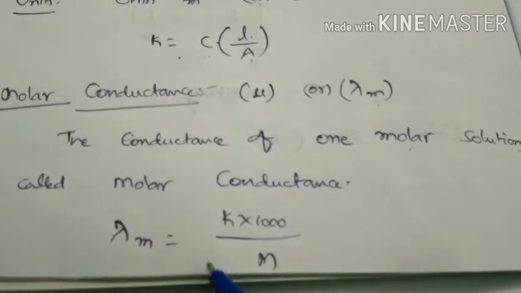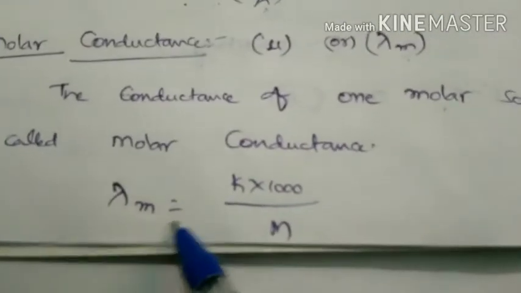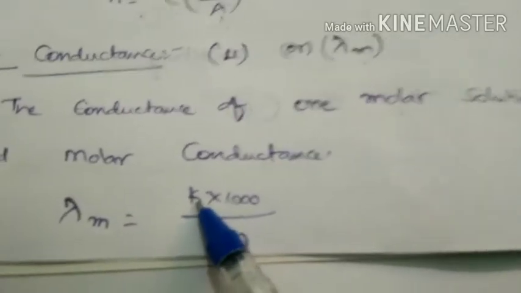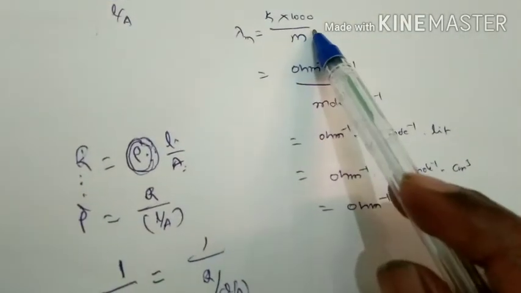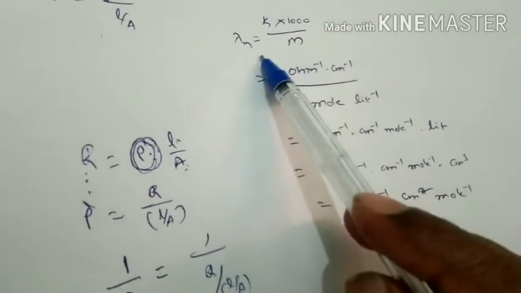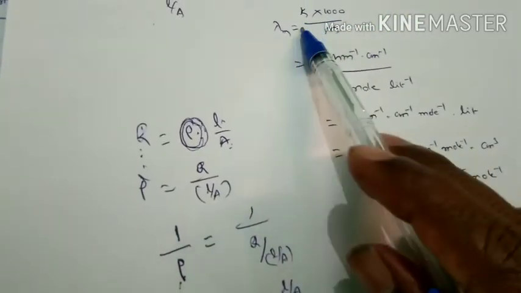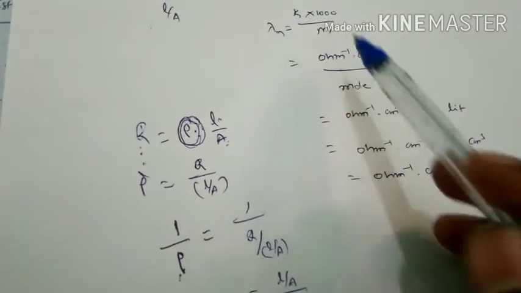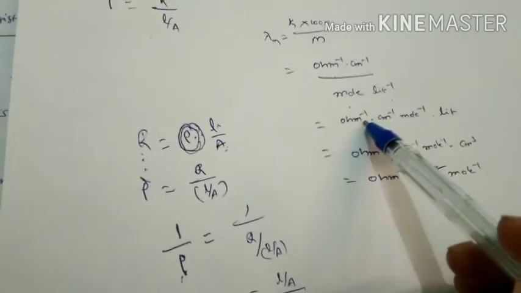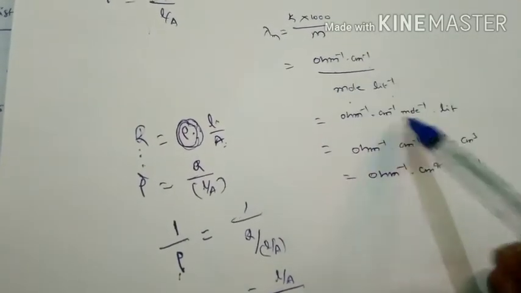Here the formula is lambda m equal to K into 1000 by M, where lambda m is equal to molar conductance, M is equal to molarity, K is equal to specific conductance. We discussed just now the dimensions of specific conductance, that is ohm inverse into centimeter inverse, by molarity dimensions. We know that already, mole into liter inverse. So if this denominator mole becomes numerator, it becomes mole inverse.